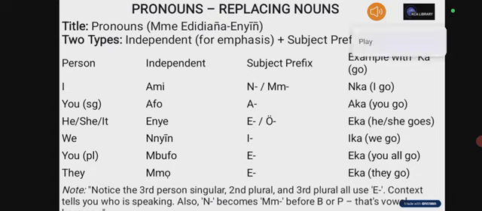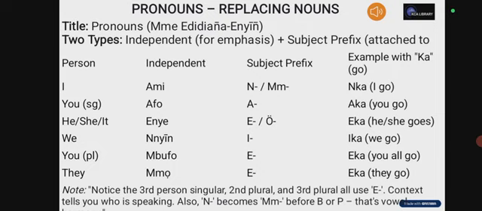Pronouns. Madame Edidiane. Pronouns replace nouns so you do not repeat the same name or object every time. Efik-Ibibio uses pronouns constantly because the language is prefix heavy and the verb must always show who is acting. There are two main types you need to know. The first type is independent pronouns. These stand alone and are used for emphasis, contrast, or when answering questions.